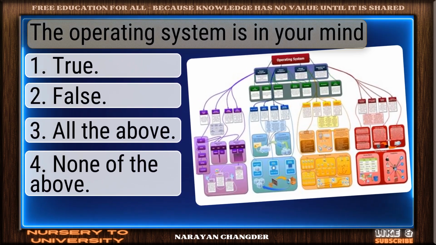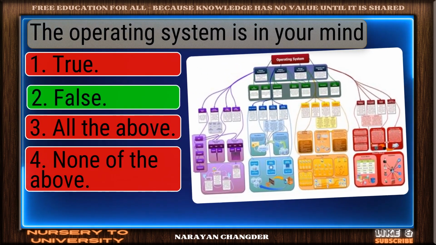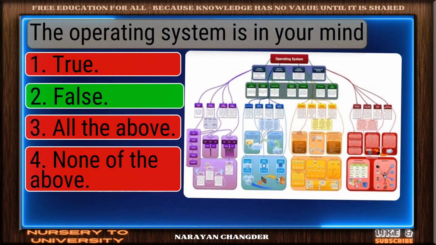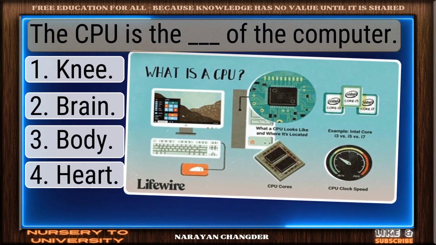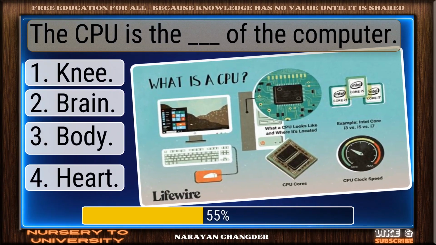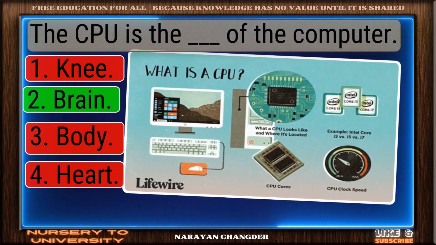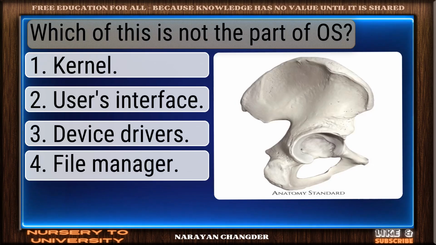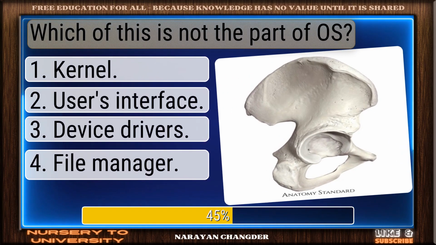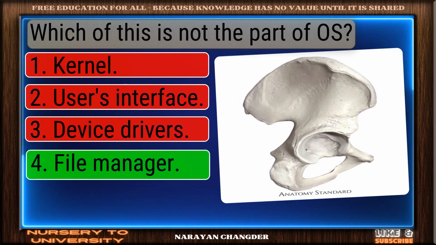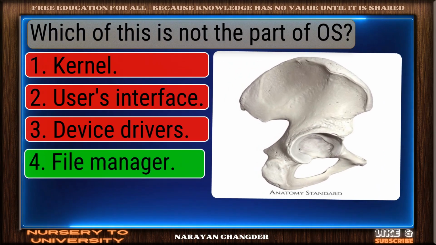The operating system is in your mind? Correct. False is the right answer. The CPU is the dash of the computer. Exactly. Brain makes sense and it is right choice. Which of this is not the part of OS? Great job. File manager is the accurate answer.